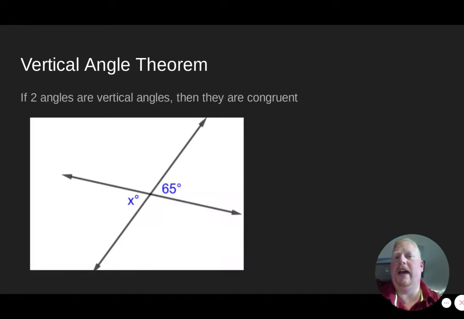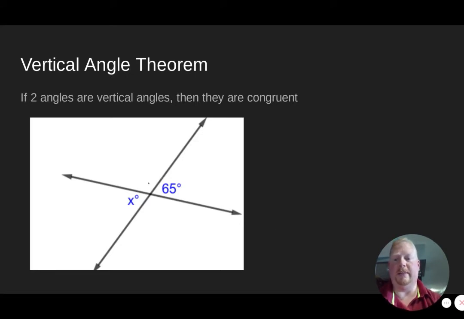So that's it for the vocabulary. Now let's talk about what a few of these things mean. So let's talk about vertical angles and linear pairs. Let's start with the vertical angle theorem. The vertical angle theorem says that if two angles are vertical angles, then they are congruent.